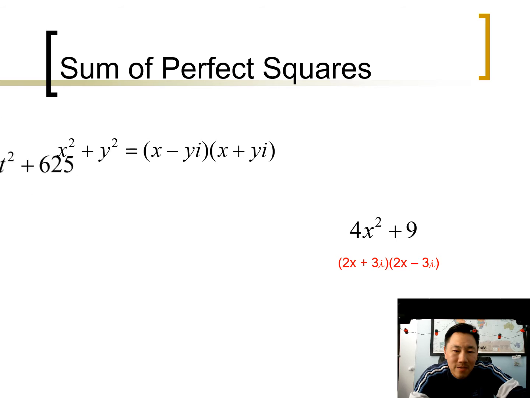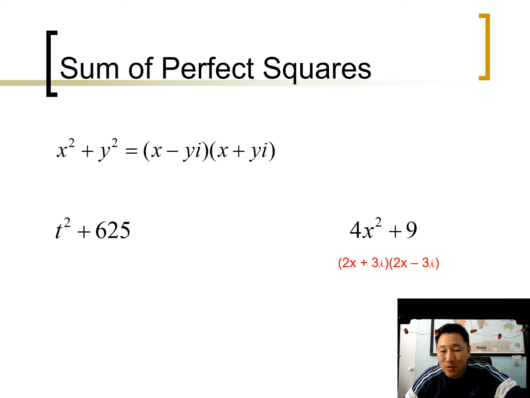Okay, here's another one. t squared plus 625. t is perfect, and I don't know if you guys know off the top of your head, but 625 is perfect. It's 25 times 25. There it is, t plus 25i, t minus 25i.